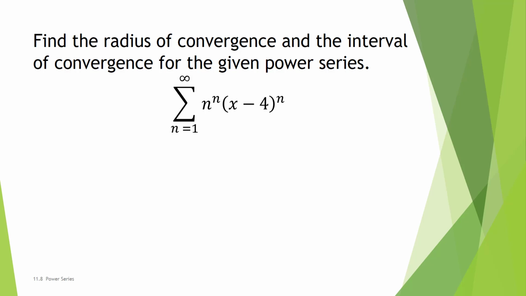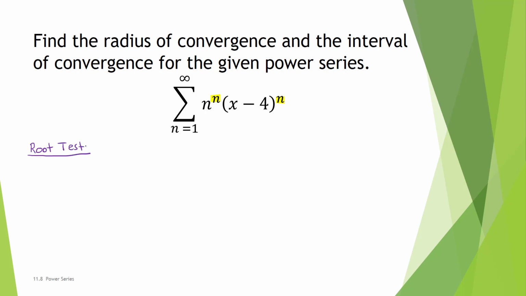For this example, we want to find the radius of convergence and the interval of convergence for the power series, where the nth term is given by n to the n power times (x minus 4) to the n power. Because we have these exponents of n on each factor of the term, I'm going to change tactics a little bit, and instead of using the ratio test, I'm going to use the root test.